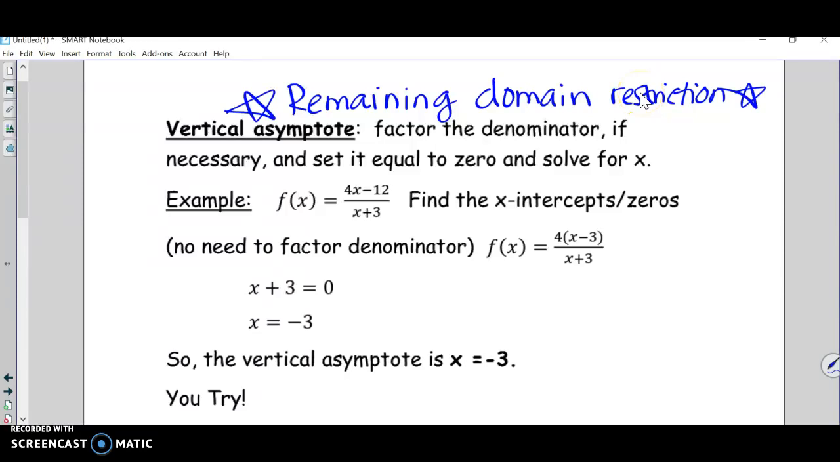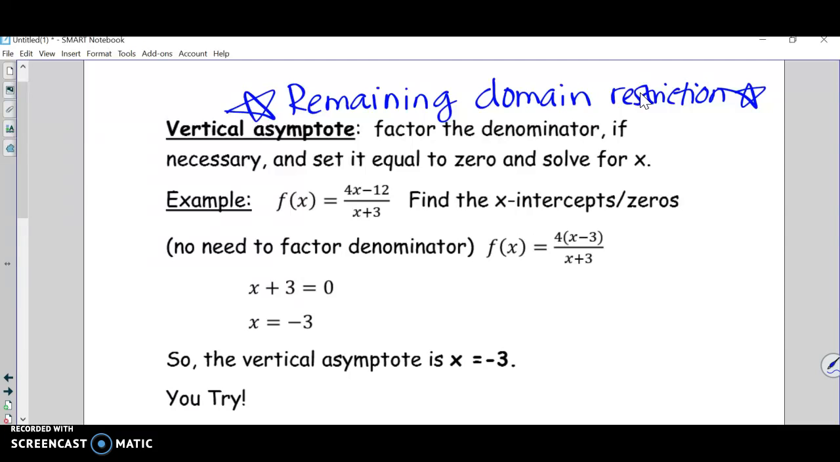And last, domain restriction. Don't let me lose you now, okay? We're on the last one for today, y'all. Alright, so the vertical asymptote is just going to be the same as your remaining domain restriction. What do you think I mean by remaining domain restriction? After you have a hole. Yes, so it's whatever domain restriction is left after you cancel out your factors or you have a hole, okay?